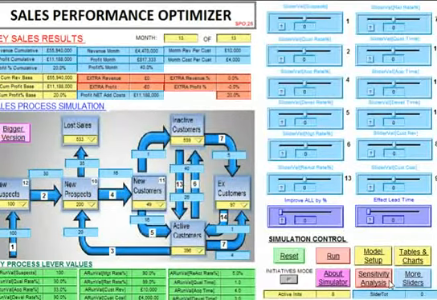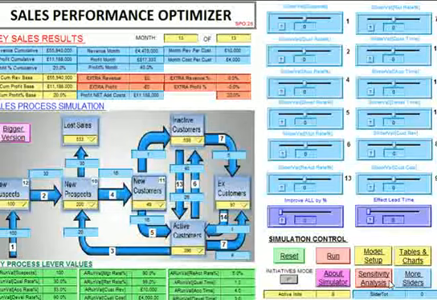So we have here the simulation dashboard, and it splits into a number of areas. On the top left, under key sales results, it shows the performance month by month against a baseline. Below that we have a summary simulation of the various states of all the different objects in the process. Below that we have what we call the key process lever values. For example, the number of suspects coming into this business is 100 per month.